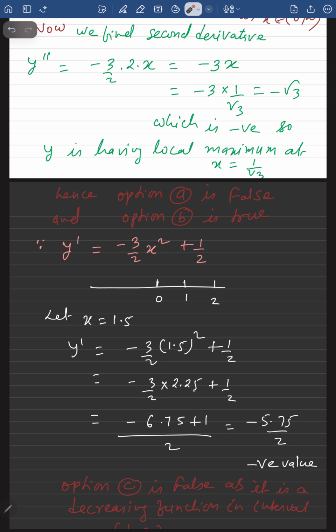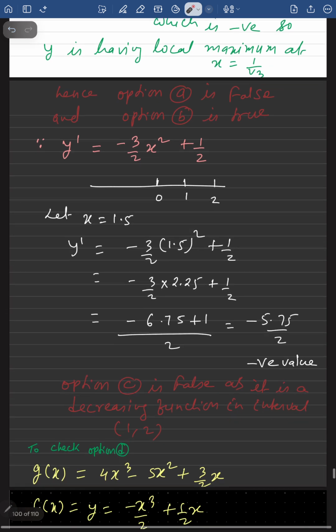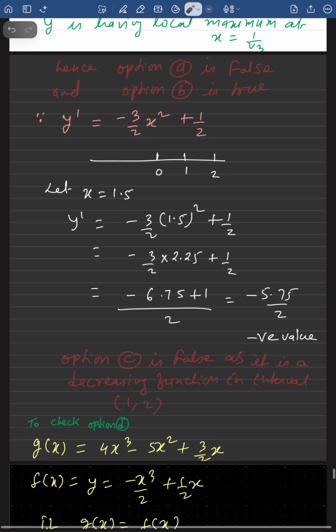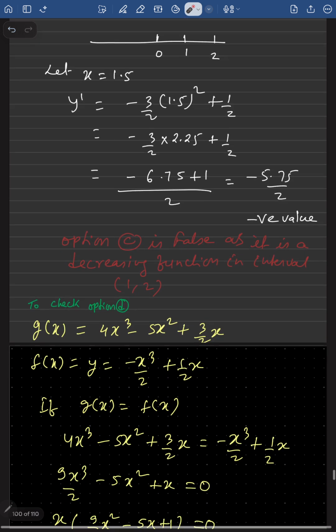Minus 3 upon 2 times 2.25 plus 1 by 2. Take the LCM 2, and if you multiply this, so minus 6.75 plus 1, which will give you minus 5.75 upon 2, which is a negative value. And negative shows that it is a decreasing function. So option C was saying that it is an increasing function in interval 1 to 2. So we can say option C is false as it is a decreasing function in the interval. Now we check for option D.